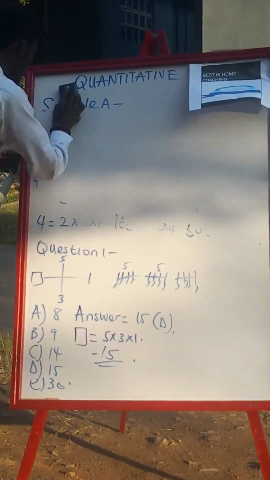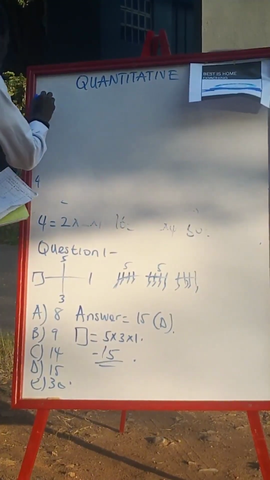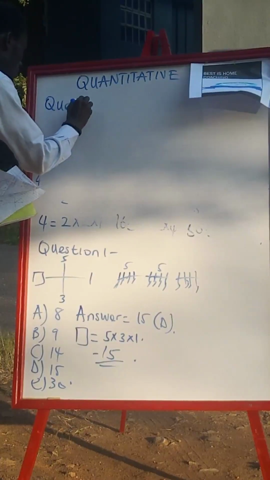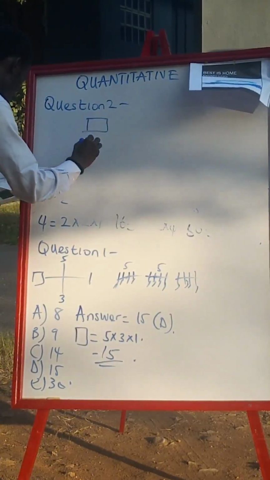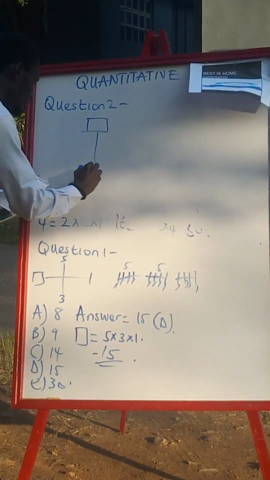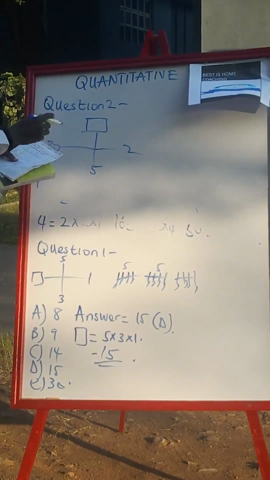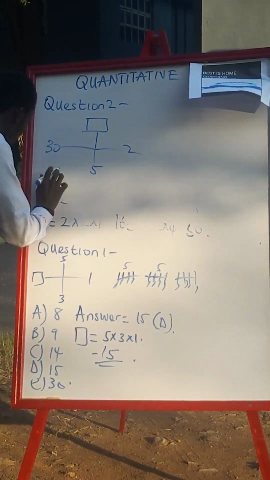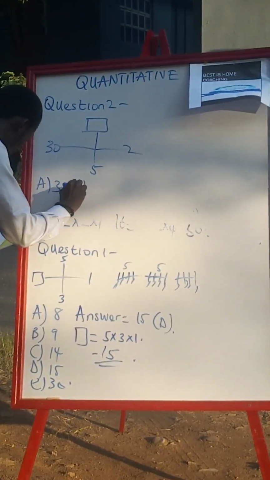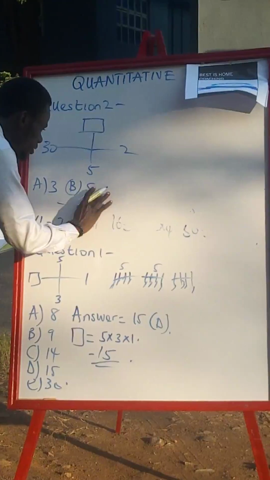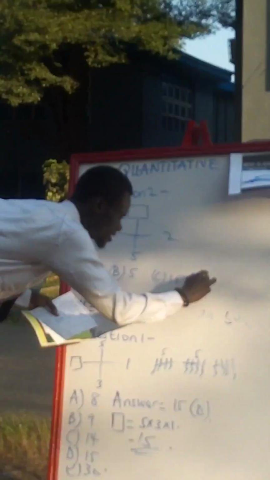So now for sample 2. That's for question number 2. We have a box 5 to 30. Option A is what? Option B is 5, option C is 15, and option D is 5.